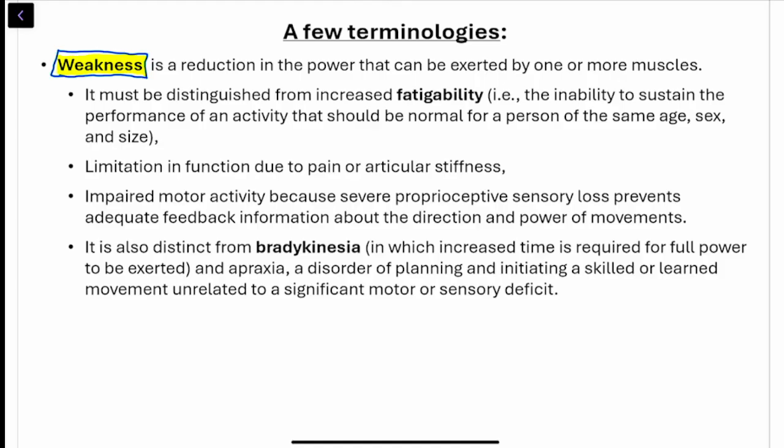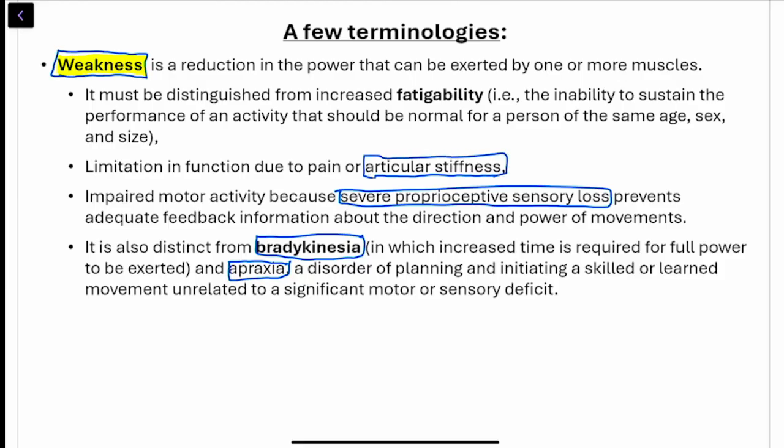It must be distinguished from increased fatigability. It must be distinguished from articular stiffness. It must be distinguished from proprioceptive sensory loss. It must be differentiated from bradykinesia, and it must be differentiated from apraxia, right? So at least what I can see in this slide is 1, 2, 3, 4 and 5 differentials of weakness. I mean, these 5 differentials can present as weakness. Patients with these complaints can present as weakness.